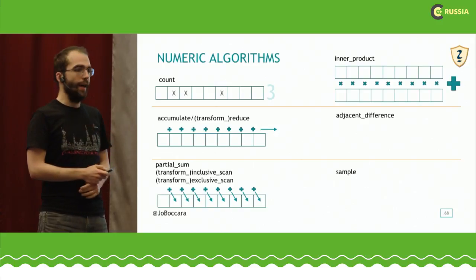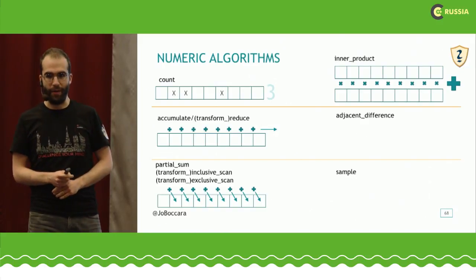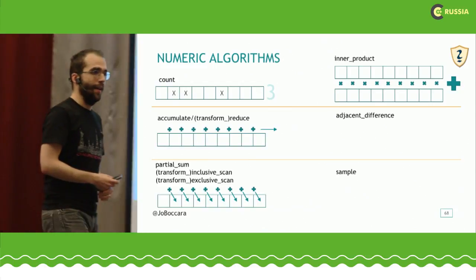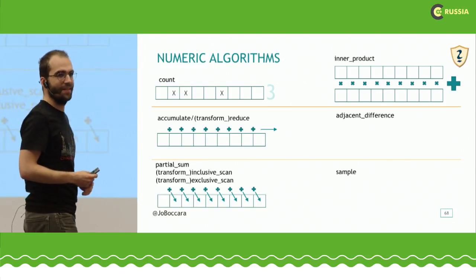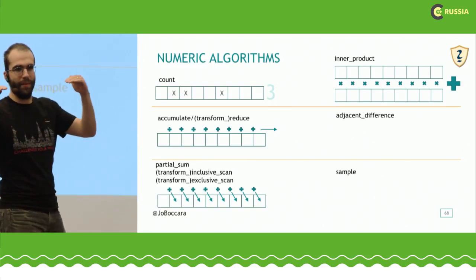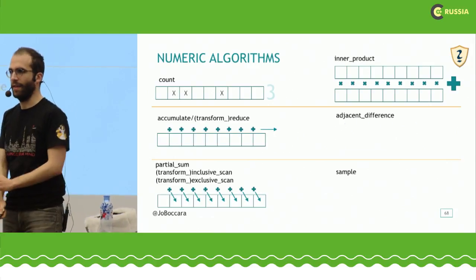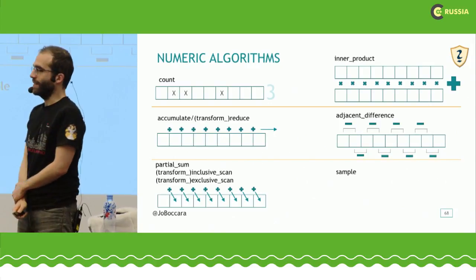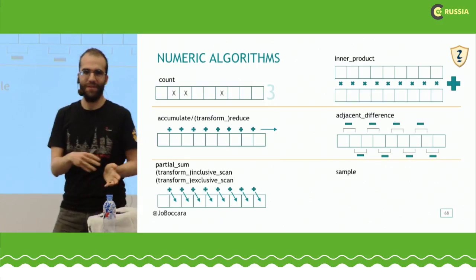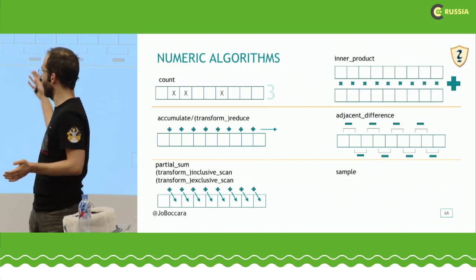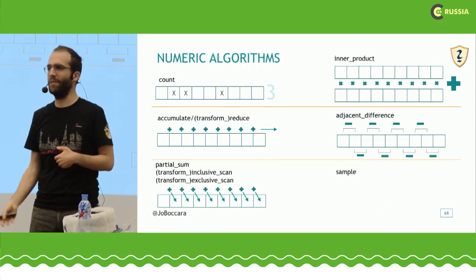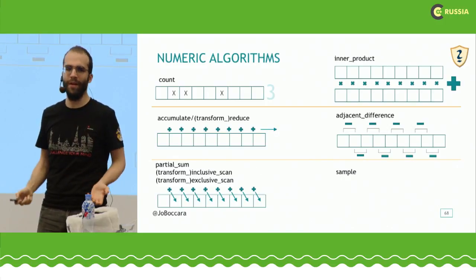Inner product makes the inner product, and perhaps more. But essentially, the inner product is combining two collections, multiply them 2 by 2, and add the whole thing together. Adjacent difference makes the difference between two consecutive elements. So the second one becomes 2 minus 1, the third one becomes 3 minus 2, and so on.